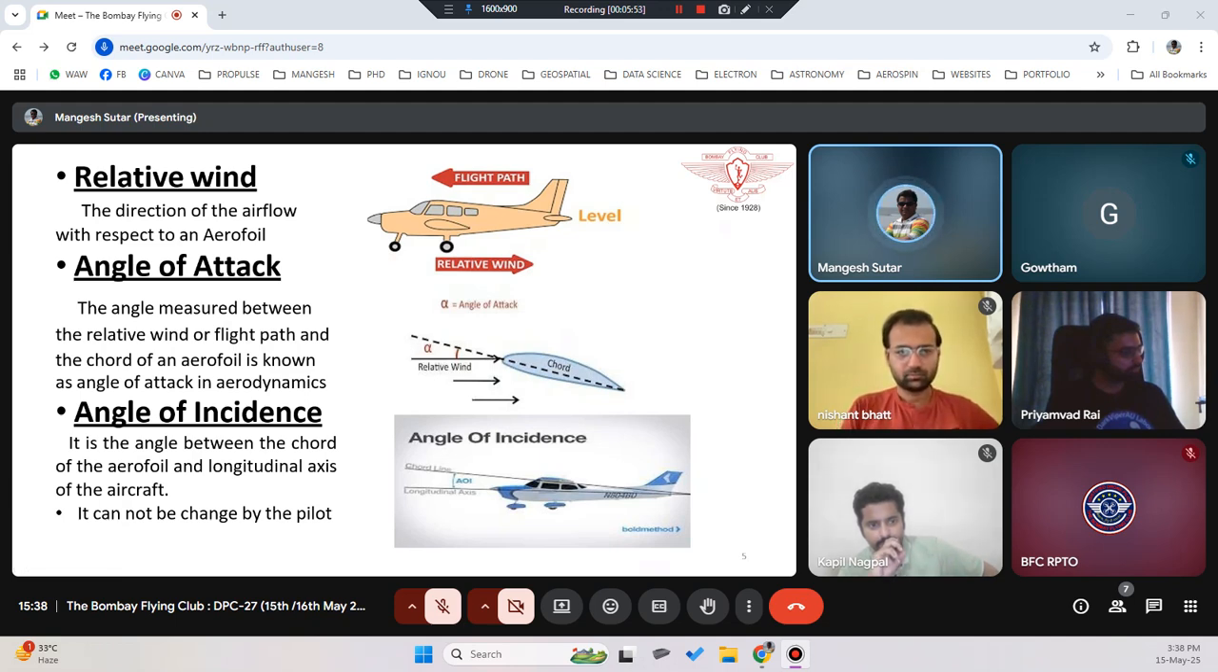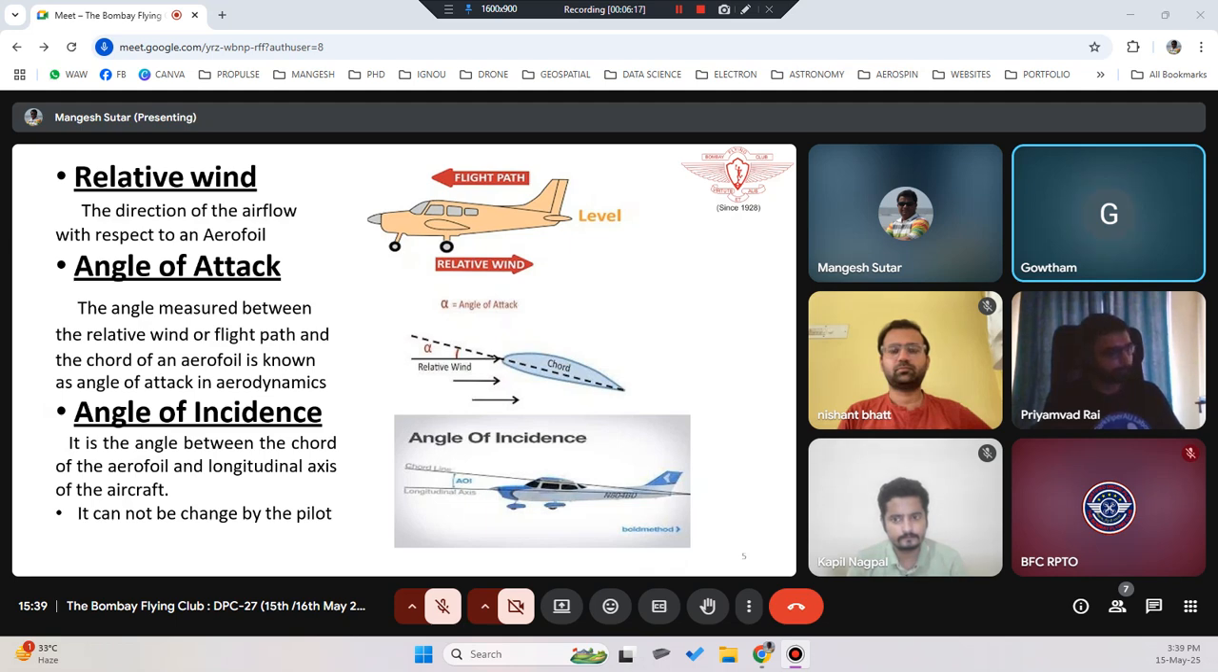So as you change your angle of attack, your lift will increase or decrease, but you cannot go beyond the required angle of attack. For this particular aeroplane, the angle of attack is x degrees. If I go beyond x degrees, what will happen? Any idea? You may stall. Yes, the aeroplane will stall.